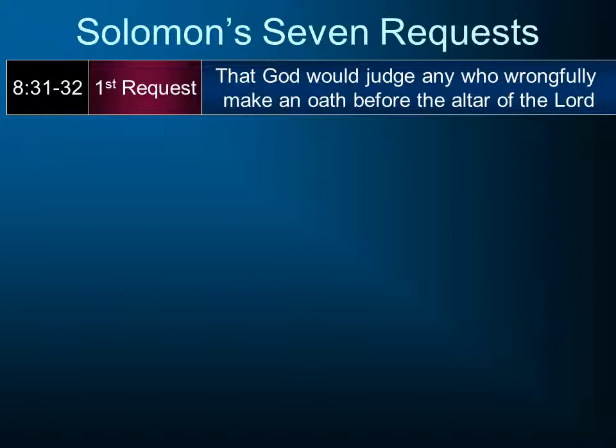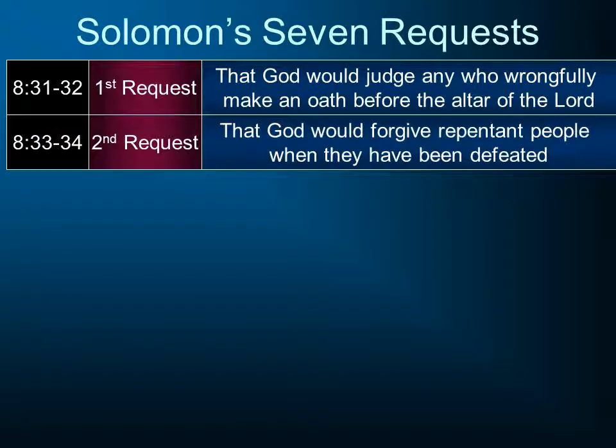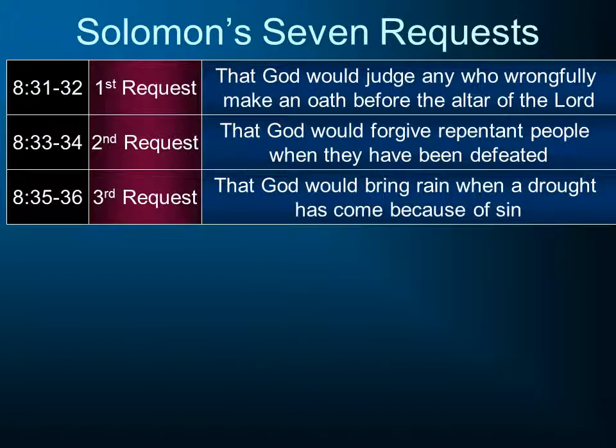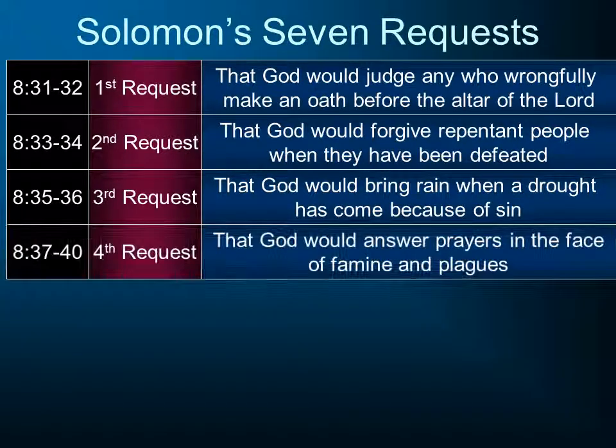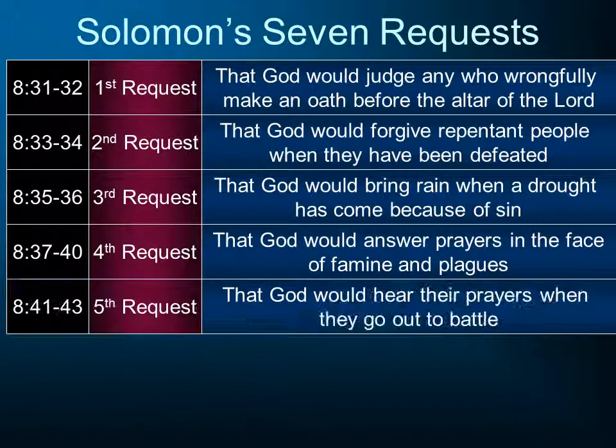In his prayer, Solomon makes 7 requests. The first of these is that God would judge any who wrongfully makes an oath before the altar of the Lord. The second request is that God would forgive repentant people when they have been defeated. The third request is that God would bring rain when a drought has come because of sin. The fourth request is that God would answer prayers in the face of famine and plagues. The fifth request, that God would hear their prayers when they go out to battle against an enemy.